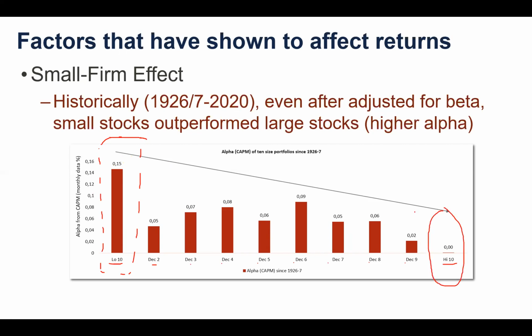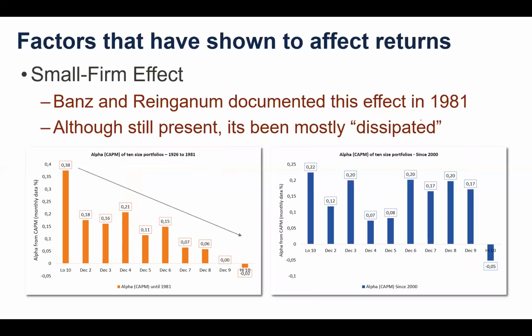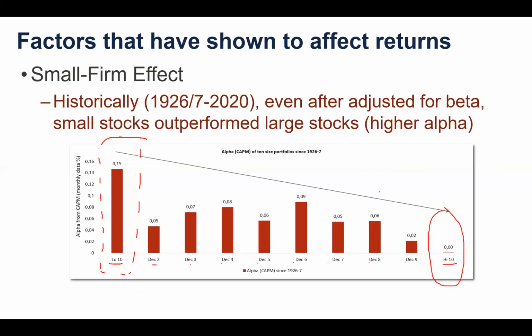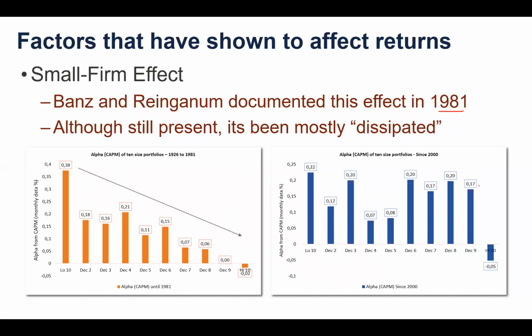So shouldn't we account for that, since it's already known that small stocks beat large stocks, right? And this effect actually was well documented in 1981. And these are the alphas before 1991. So clearly a very, very linear relationship here, kind of. However, after it was documented, it was incorporated in the market, and it's been mostly dissipated. But on average, as we saw here, there's still this residual effect of small firms outperforming large firms, right?